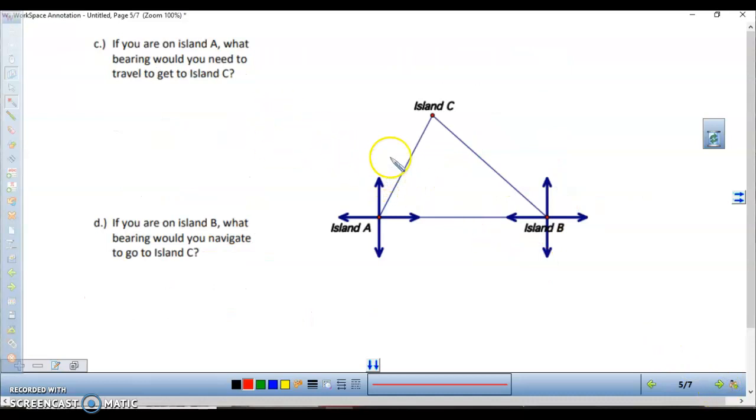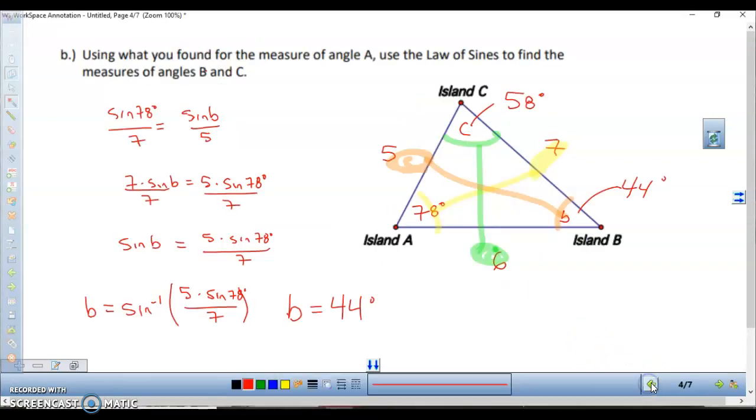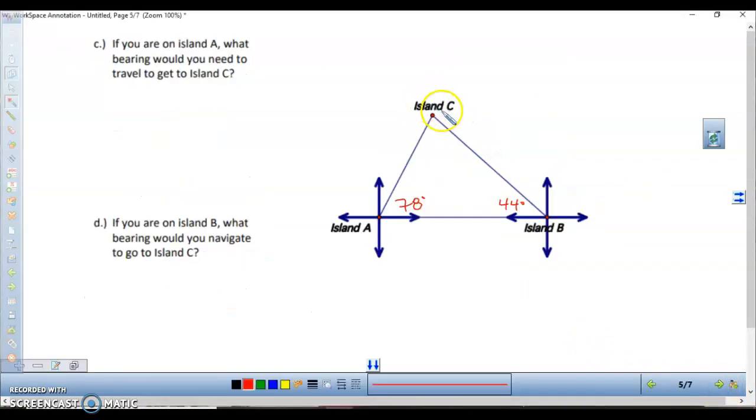Alright, so based on what we found before, in that last part of the problem, this was 78 degrees. This was 44 degrees, and I think this was 58, but let me double check. Yeah, that top one there, that angle C was 58 degrees. Alright, so the last part is the bearing part. If you were on island A, so here you are standing on island A, on what bearing would you need to travel to go to island C?